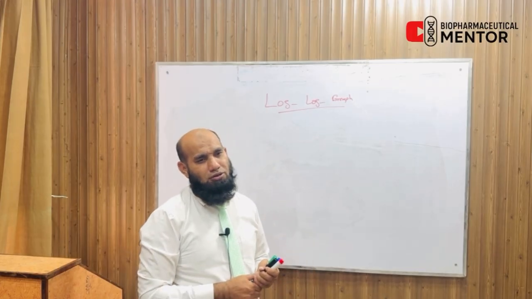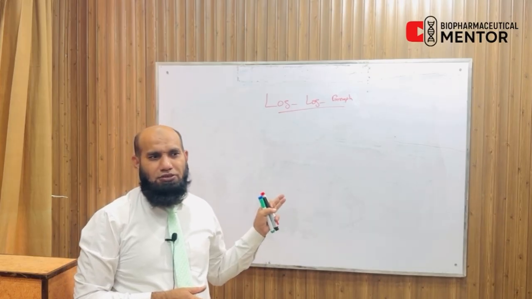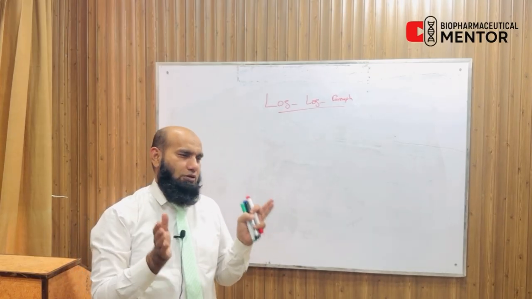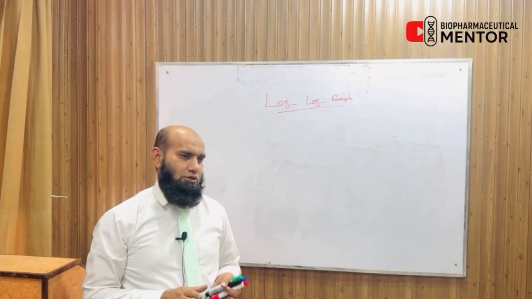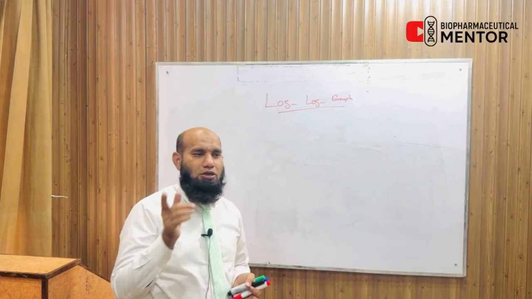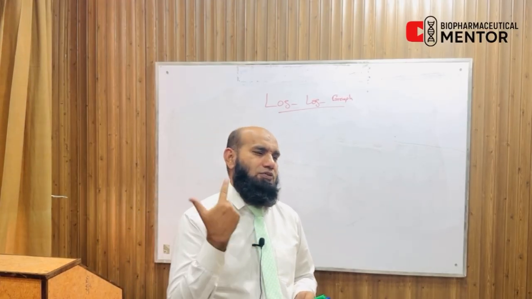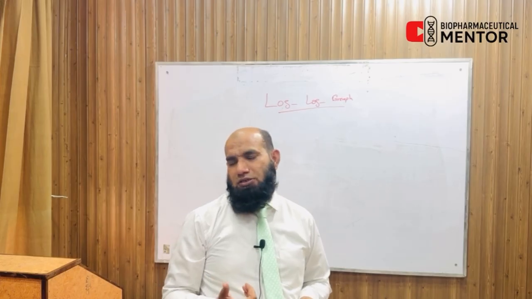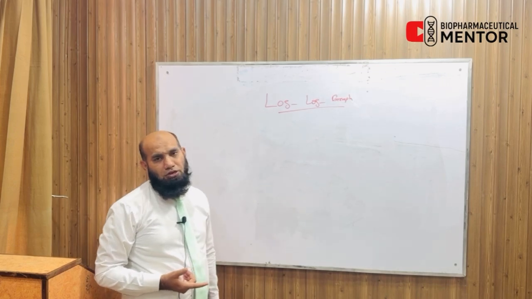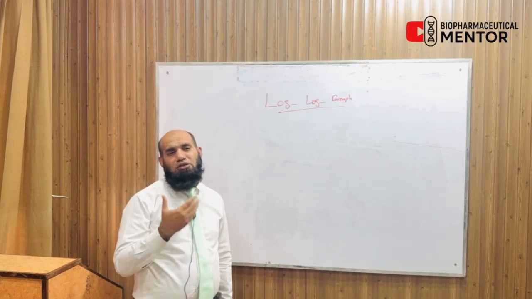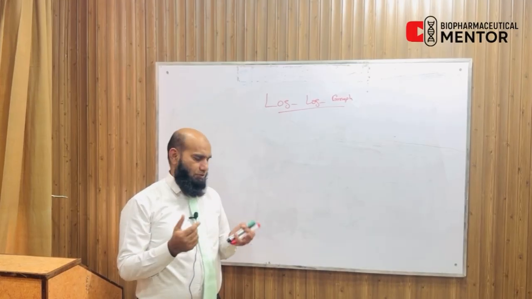the log graph. In the case of a log graph, as the name mentions, both of the scales are logarithmic. In rectilinear there was no log at all. In semi-log, the y-axis was on the logarithmic scale and the x-axis was on the rectilinear scale. But here both scales are logarithmic. Log graph means the x-axis and y-axis values are both written on a logarithmic scale.